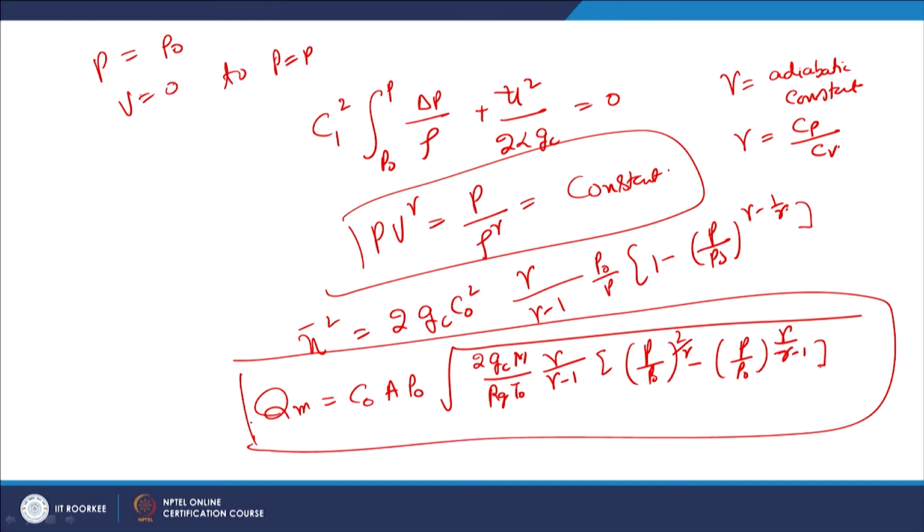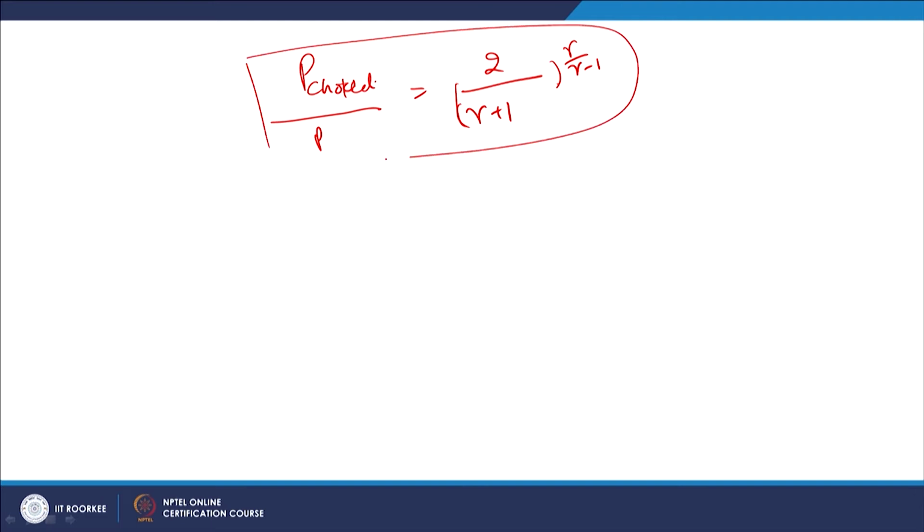Now sometimes the velocity of a gas increases with a decrease in downstream pressure or an increase in upstream pressure until it reaches a critical velocity. The choked pressure, P choked, is the maximum downstream pressure resulting in maximum flow through the hole or a pipe. So if we wish to calculate P choked, it is represented as P choked upon P is equal to 2 upon gamma plus 1, to the power gamma upon gamma minus 1. To be more precise, you can get this particular P choked from this particular equation.